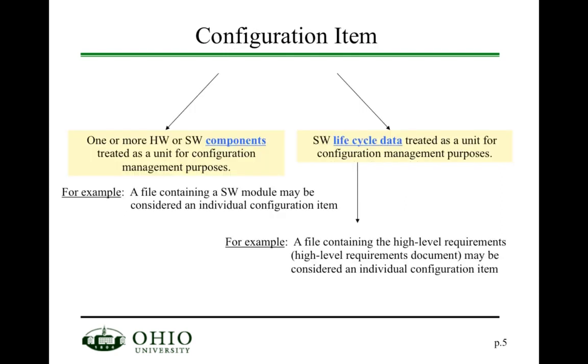Okay, so what is a configuration item? A configuration item is really one or more hardware or software components that you can treat as a unit for configuration management purposes. For example, a file containing a software module, you can call that particular file, that software module, a configuration item. On the other hand, any software life cycle data, verification results, high-level requirements, these things may also be considered a configuration item that needs to be put under the configuration management process.